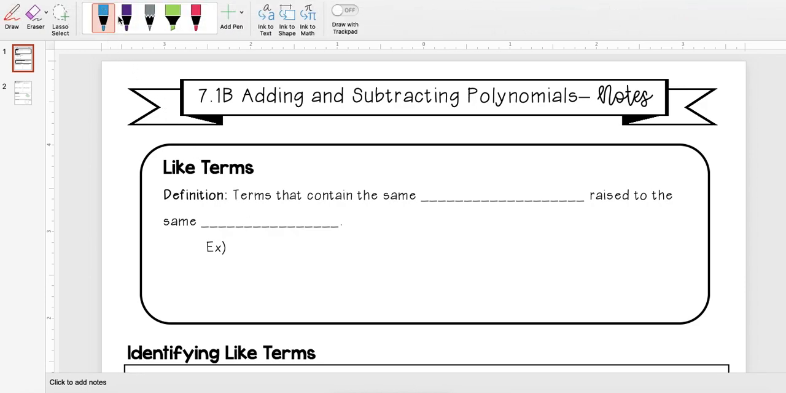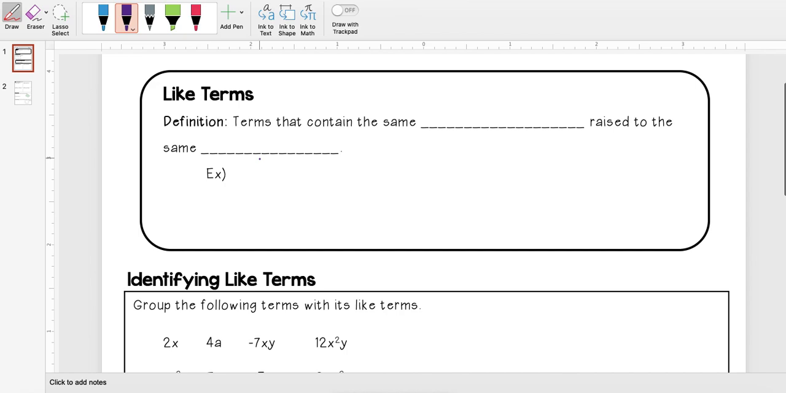Hello everyone. Today we're going to be looking at adding and subtracting polynomials. Before we get into actually doing that, the first thing I want to review is like terms. It's going to be super important when we're adding and subtracting these polynomials.